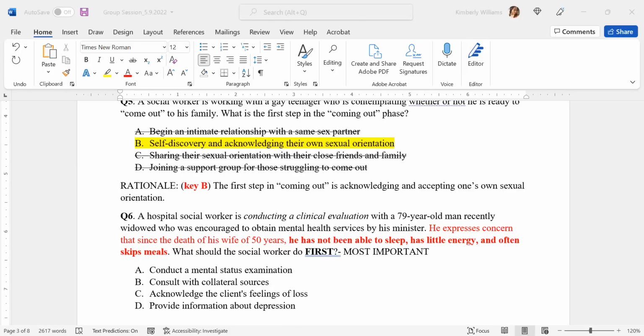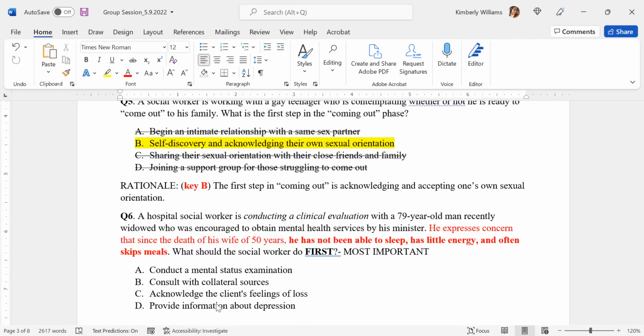Scratch. Okay, why are we scratching? I say pause. Okay. Tell me why are we scratching the scratches? Who said scratch and why? I did because, I mean, you're conducting a clinical evaluation.